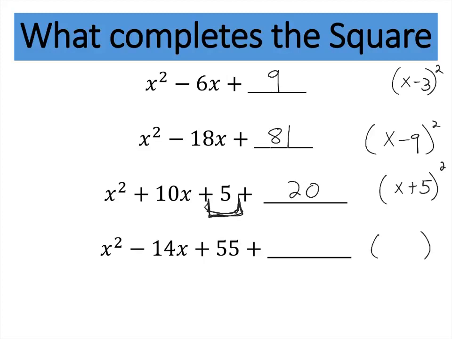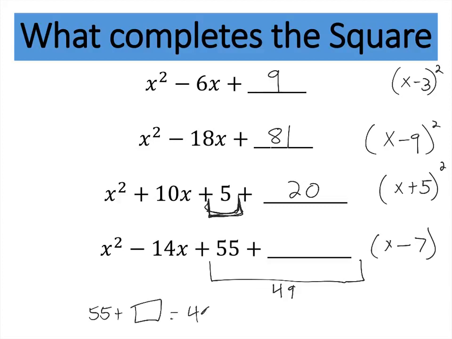Let's try this last one. Our perfect square is going to be x plus half of 14, which is negative 7. So really, I should have written x minus 7. X minus 7, and 7 squared is 49. So how do we get this to be 49? Well, 55 plus blank equals 49. What's that got to be? That's got to be negative 6. So in this space, negative 6, and that gets us our 49.